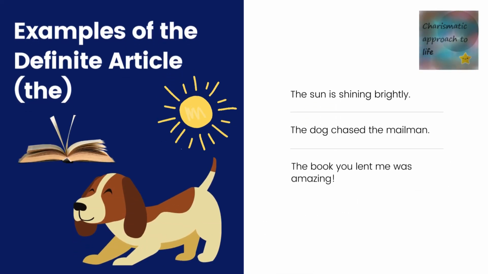Let us go through some of the examples of the definite article the. The sun is shining brightly. The dog chased the mailman. The book you lent me was amazing. So, in all these three sentences, we are referring to a noun. We are talking about something particular.